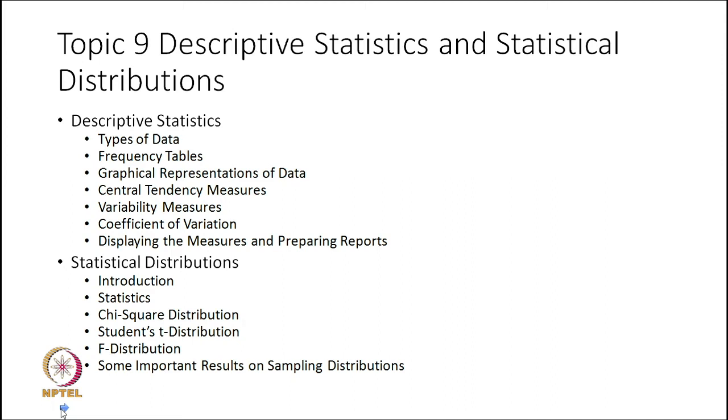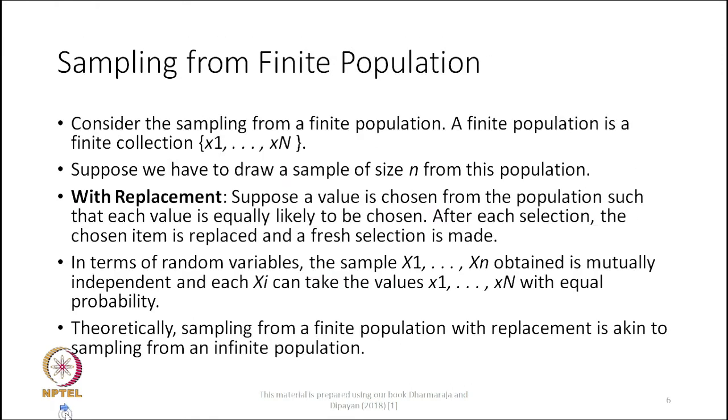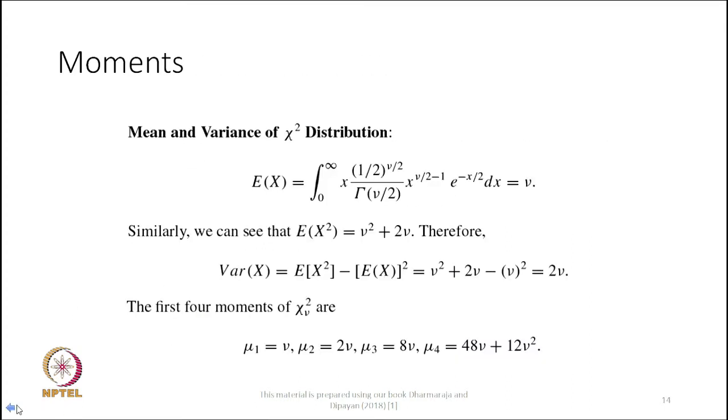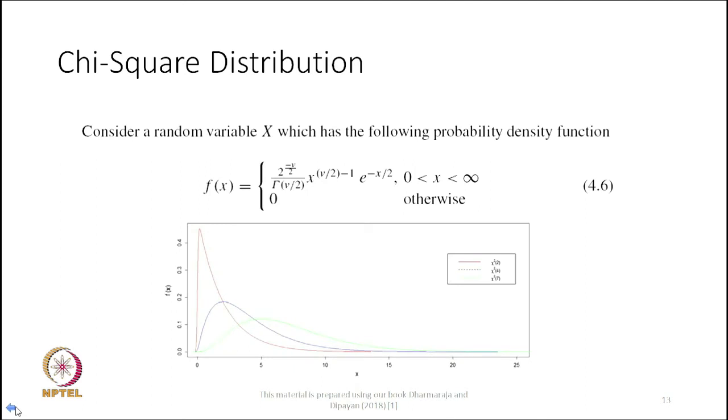And in the third lecture we are going to discuss three important distributions, that is the chi-square, student's t distribution and F distribution, followed by some important results on sampling distributions. With this, topic 9 will be completed. Now let me go to the first standard distribution, which is very important to the sampling distribution, that is the chi-square distribution.